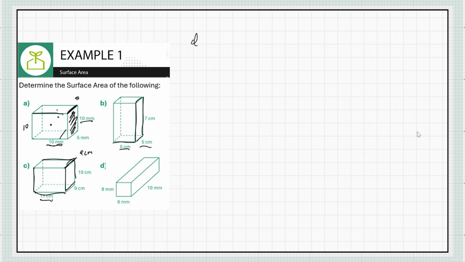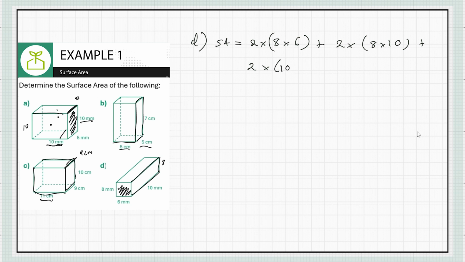For our last one, D, let's do the face at the front and back first. So our surface area is going to be equal to 2 multiplied by 8 multiplied by 6, plus 2 times the side here, so 10 long and 8 high. And then finally, we can do this top and bottom shape. Again, it's going to be 10 length and its width is going to be 6.